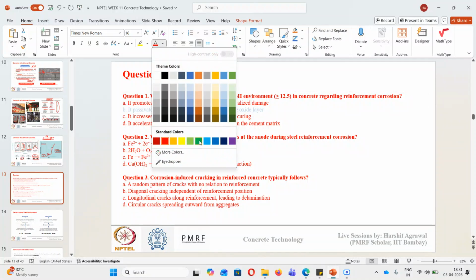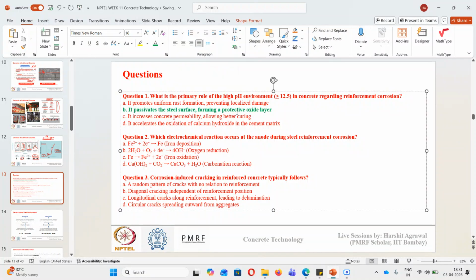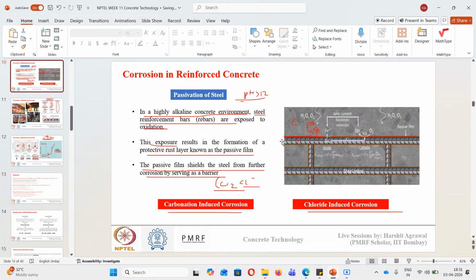So what happens in high pH? A protective layer is formed over the steel surface, like we discussed here. This protective layer prevents further corrosion from happening, and that's why reinforced concrete is compatible in nature, because concrete needs tensile strength, which reinforcement gives to concrete, and reinforcement needs a medium which can protect it from corrosion, which concrete gives to reinforcement because of its high pH.